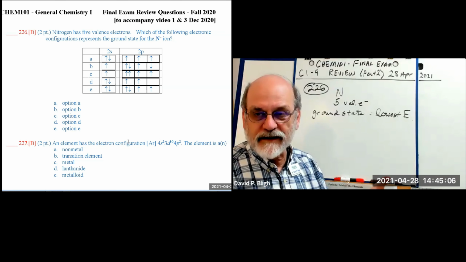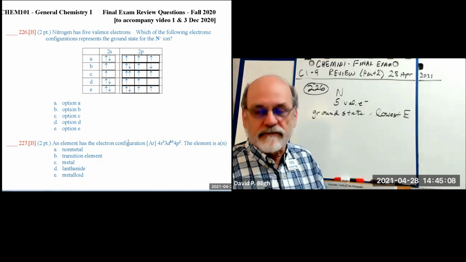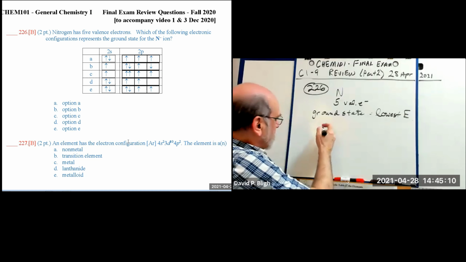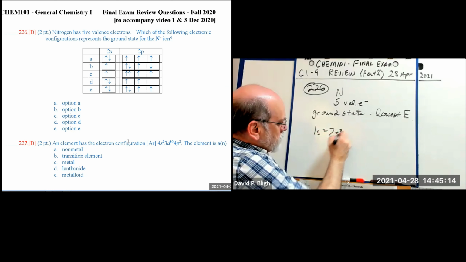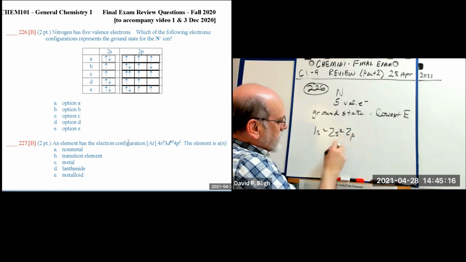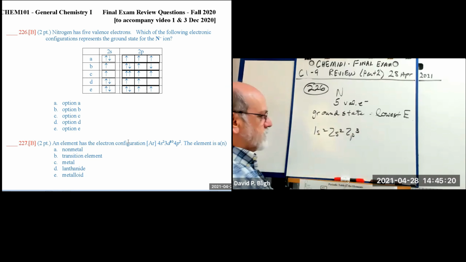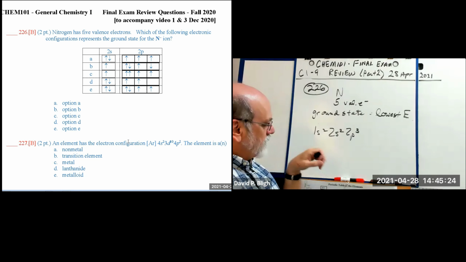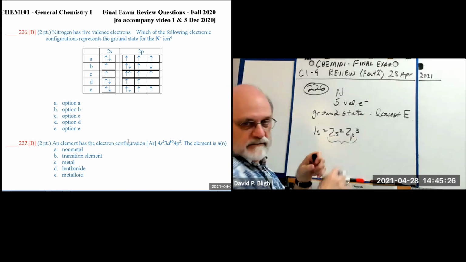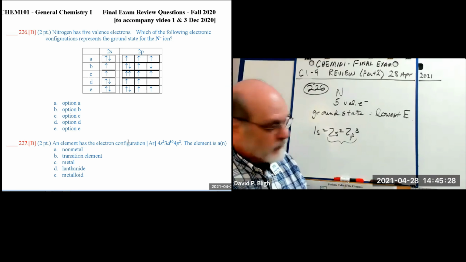It has 5 valence electrons. Well, let's do all of them. It's got 7 electrons total. So it'll be 1s2, 2s2, 2p3, right? 3, 5, 6, 7. So we're talking about these right here. That's what's in the picture.